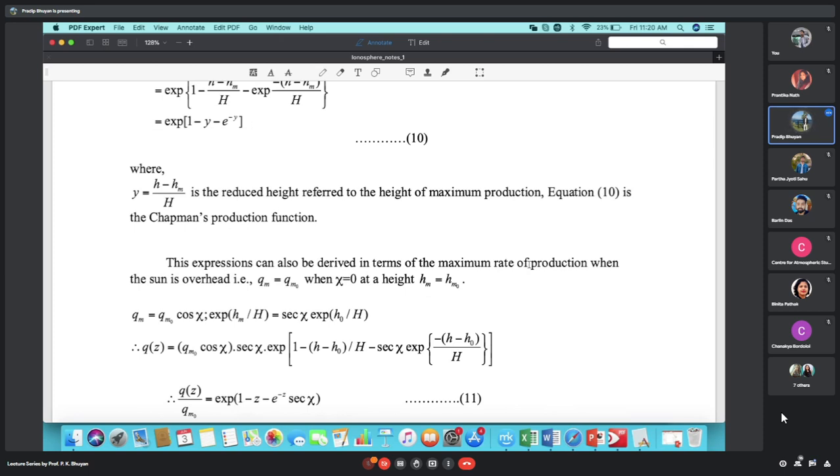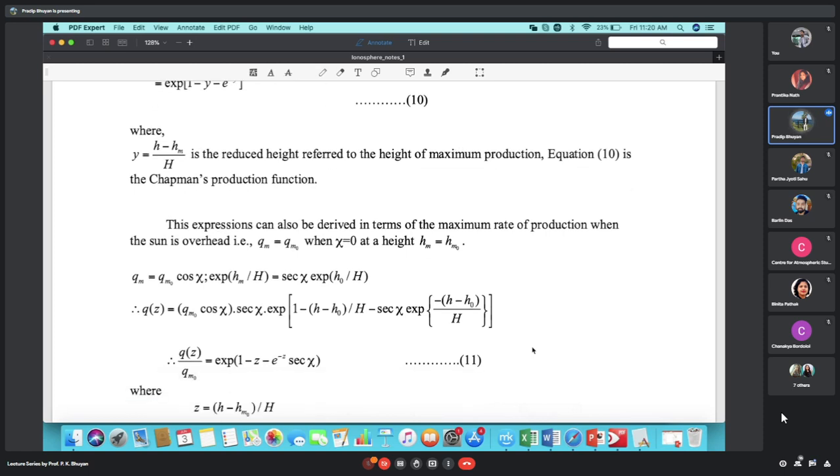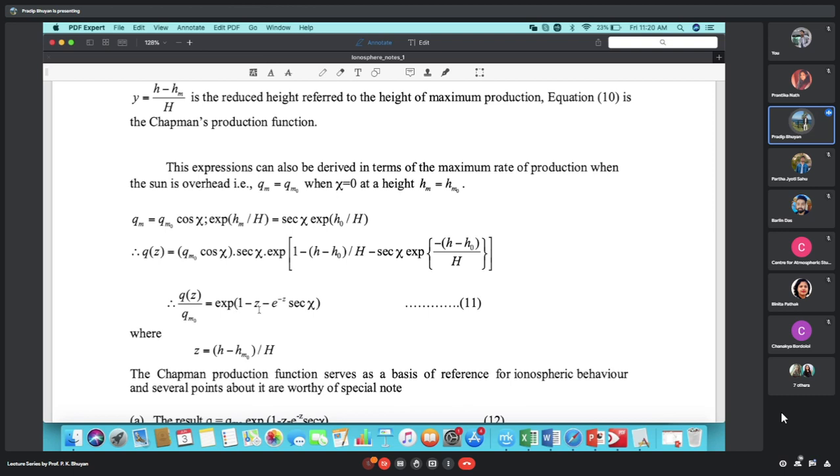But here we are simplifying the earlier equations, and trying to see with respect to the height of maximum production when the sun is overhead. Theoretically, it should be. So we'll see from the figure. I will show you a figure. So QZ by QM naught is equal to exponential 1 minus Z minus exponential minus Z secant chi. So Z is equal to this.